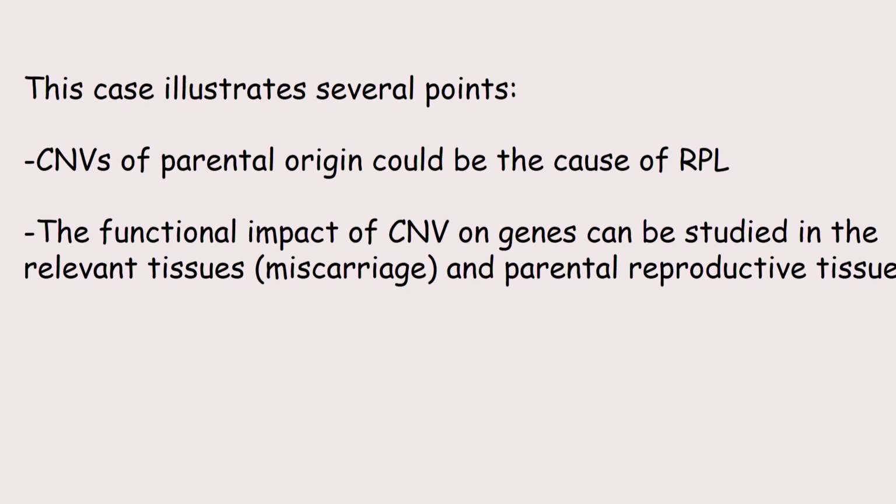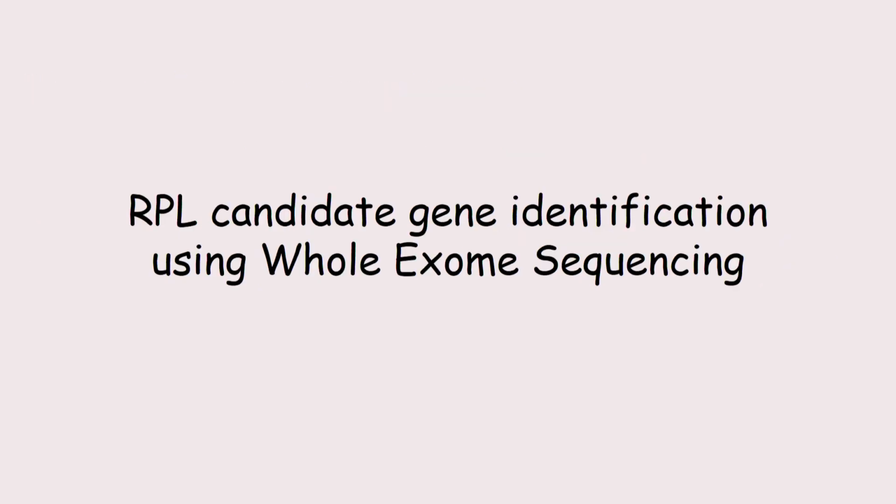We could have the miscarriage tissue, and also, if we think in advance, we can have the parental reproductive tissue, or maybe retrospectively and prospectively test the effect of the parental CNV on the parental tissue, if it is parental in origin.